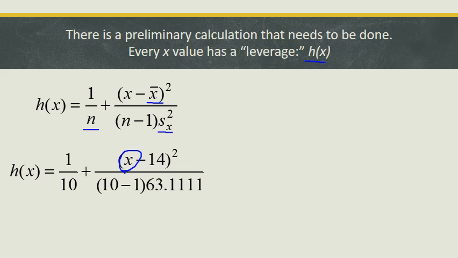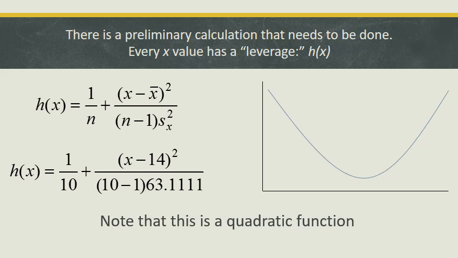like that. Next, I want you to notice that this function is a relatively simple one. It's quadratic. If we graph leverage as a function of x, we can see the familiar parabolic curve. And because of the way the equation is written, we can see that the vertex point, the minimum point on the curve, is located at the point x bar, comma 1 over n. So leverage is smallest when x is equal to x bar and gradually gets larger as we move away from x bar.